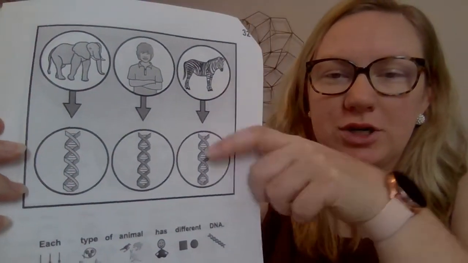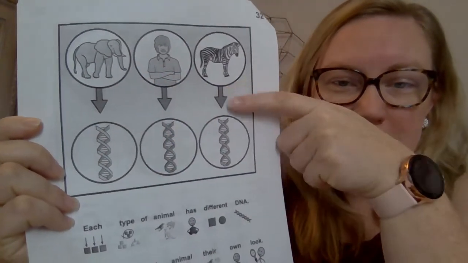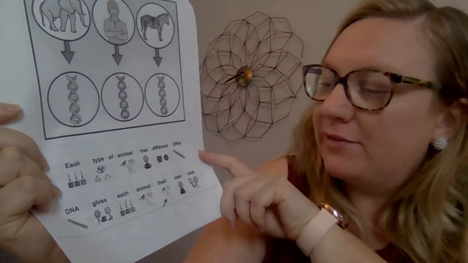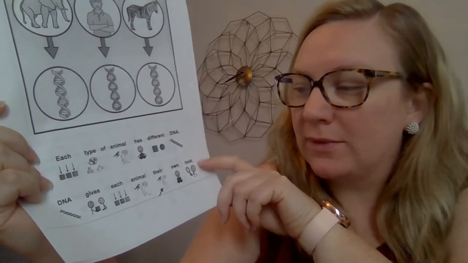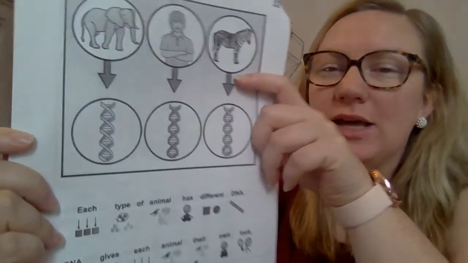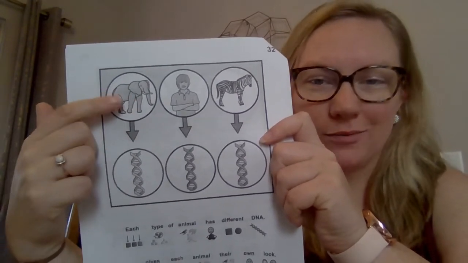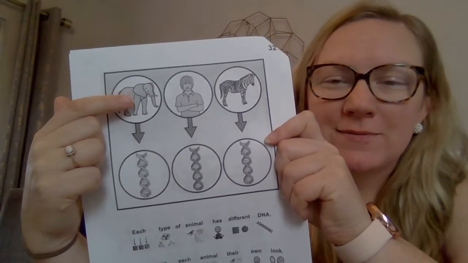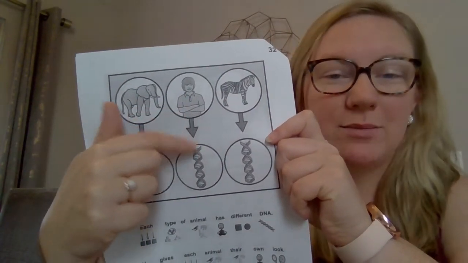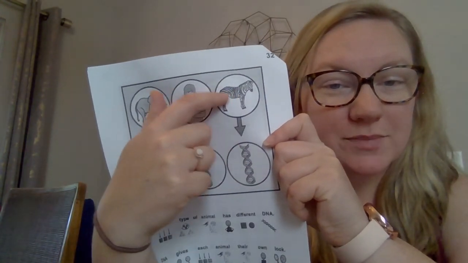So we have a picture of animals and humans, and that we all have different DNA. It says each type of animal has different DNA. DNA gives each animal their own look, right? We don't look like elephants, maybe on Halloween if we dress up, but we're still not actually elephants. Elephants have DNA that make them look like elephants. We have DNA that makes us look like humans. And zebras have DNA that gives them their stripes and their shapes.